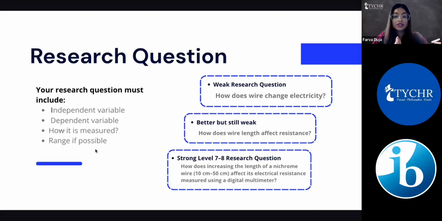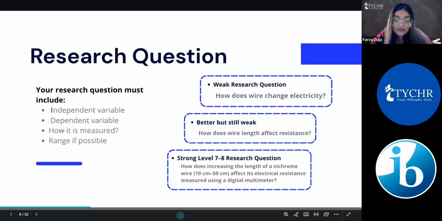So any basic research question is supposed to have an independent and dependent variable. And sometimes you can even add control variables if relevant. In this, you could add, how does increasing the length of a nichrome wire, 10 centimeter to 50 centimeter, affect its electrical resistance when temperature and area of cross-section are kept constant? So you can add that. Or you could put it this way, like how it's measured versus what the range of the length would be. Did that make sense? Does anybody have any questions? Feel free to put it on the chat and I'll answer any questions that are there.